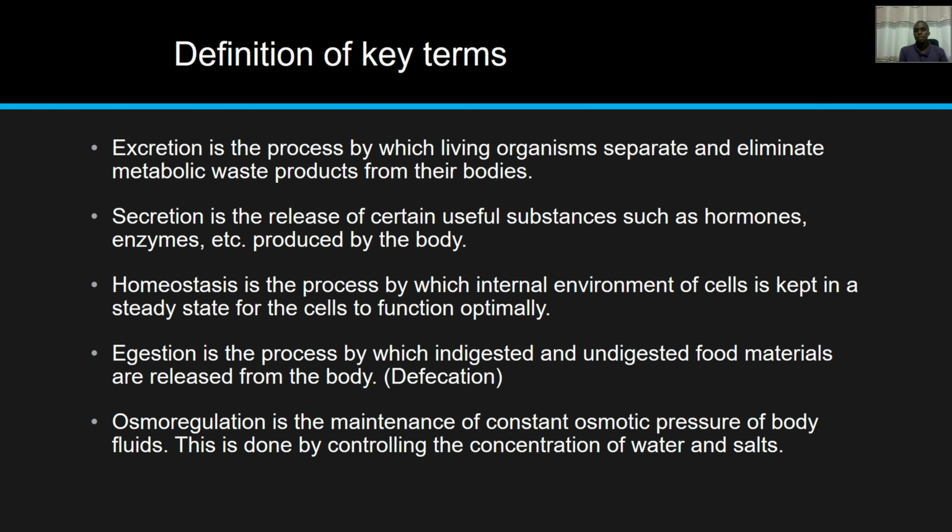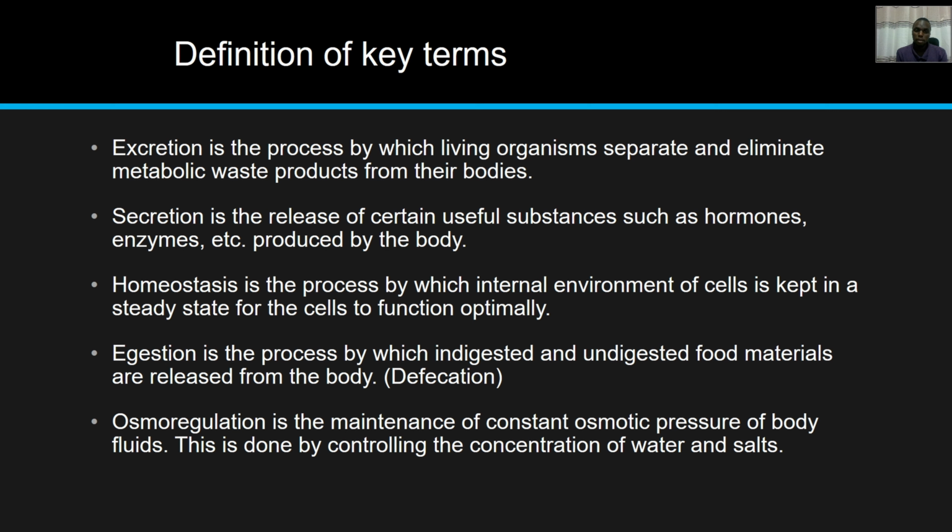Okay, we'll start by defining the key terms. We have excretion. This is the process by which living organisms separate and eliminate metabolic waste products formed in their bodies. Living organisms carry out life processes, and as a result, waste products are accumulated. And where do these waste products come from? From breakdown of foods. And therefore, we require them to be eliminated from the body. And it is through the process of excretion that they'll be eliminated.